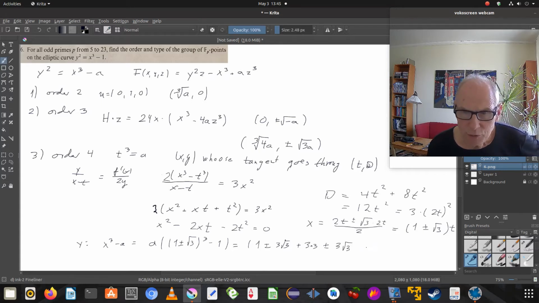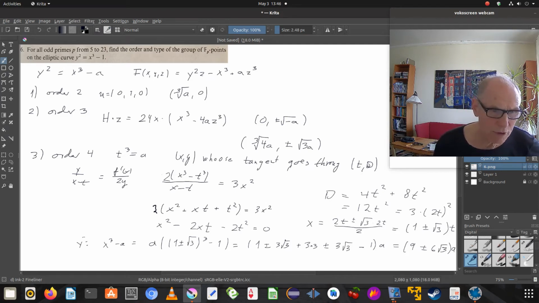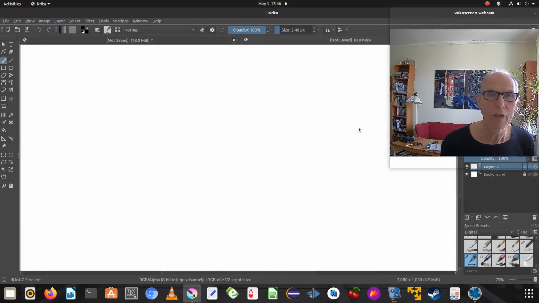Then we need to subtract unity, and we have a 1 cancel, 3 tends to 9, plus minus 6 square root 3 times a. So that was y squared. All right, I don't think we should use that. That was the first part.